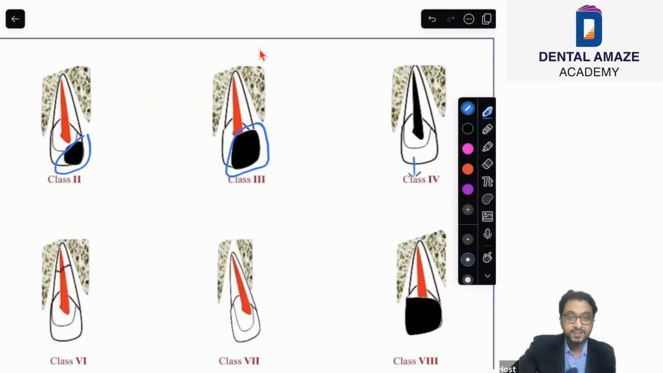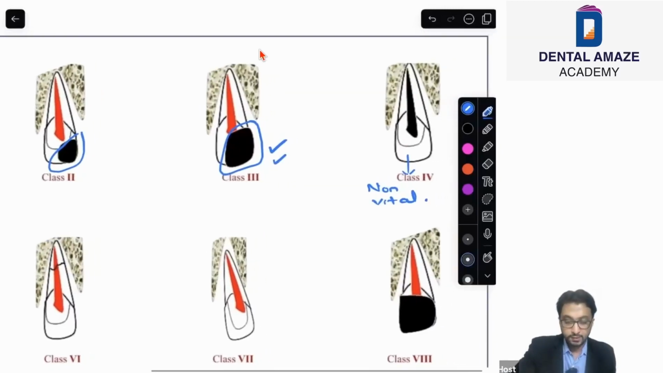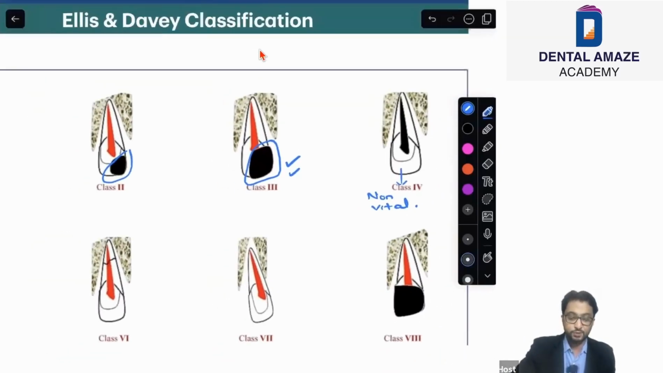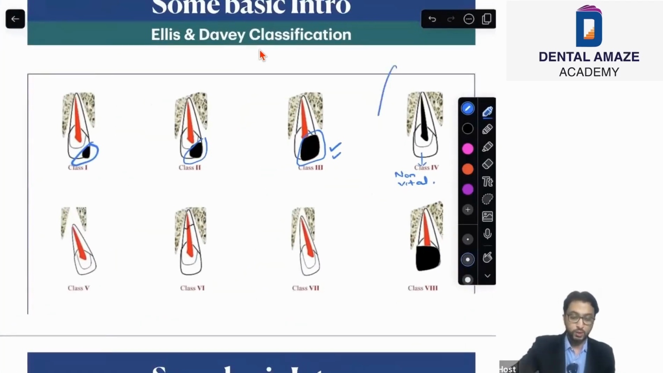Any trauma to permanent teeth where the tooth has become non-vital. Means to say, in class 3, even if there is a pulpal involvement, it is vital. So any non-vital tooth due to trauma is considered to be class 4. That is where the distinction line has to be drawn. So 1, 2, 3, then it becomes non-vital. You forget whether 4 is non-vital or root fracture. That is where the confusion most of the time comes.